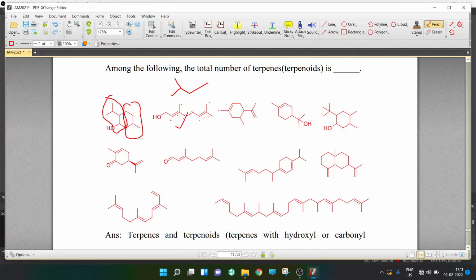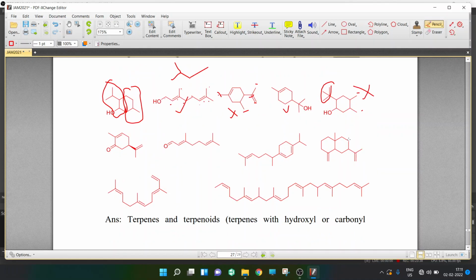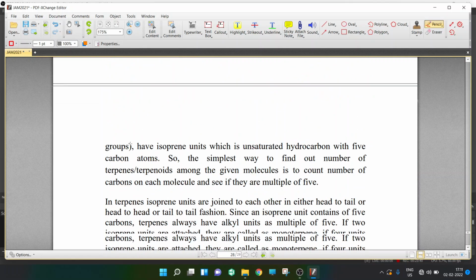So here it is 6, then 7, 8, 9, 10, 11. So this is definitely not a terpene. Okay. So similarly you can see here 6, 7, 8, 9, 10. This is a terpene. 6, 7, 8, 9, 10, 11 and 12. So not a terpene.